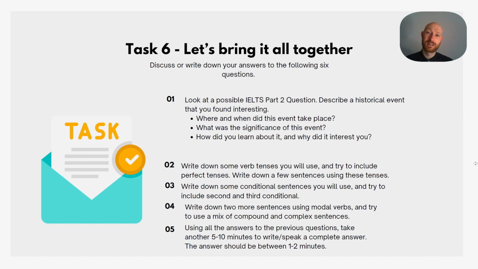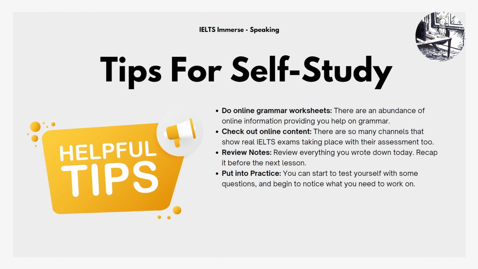Let's have a look at the tips for self-study. Here are some tips for self-study. So between now and your next lesson, what is the best thing you can do with your free time now? And that's to do more online grammar worksheets. You have learned some key ones today, the perfect tenses, the conditionals, but try to practice more and see if you can start using them in your conversations. Check out other online content, review the notes, put into practice what you learned today in terms of grammar.